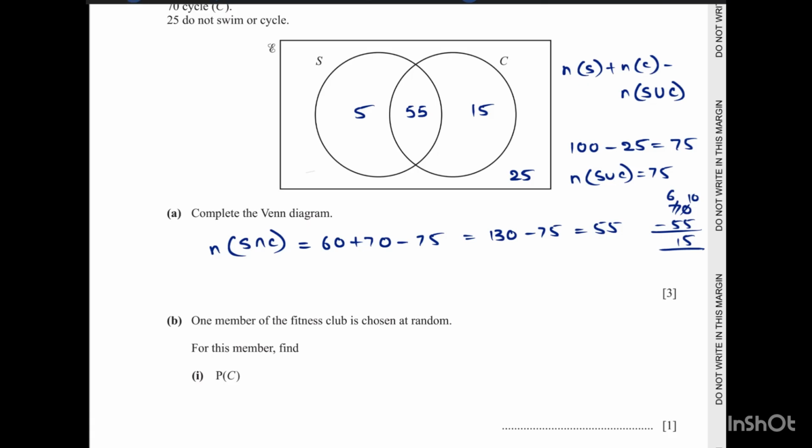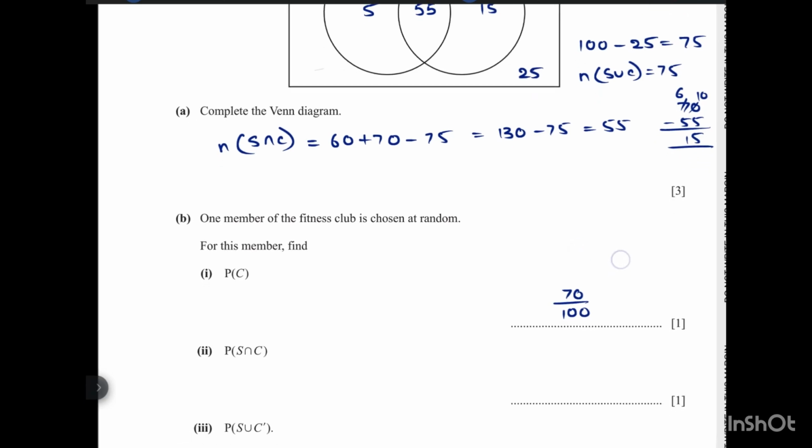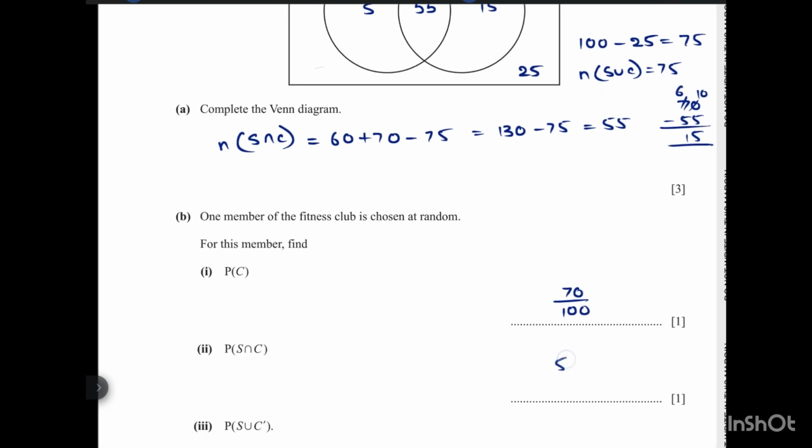One member of the fitness club is chosen at random. For this member, find P(C), probability of C, cycling. The probability of people who are cycling is not only 15, you have to take 70 here, don't get confused. So 70 out of 100 is the probability for this given question. Then S intersection C, we already found out that 55, so 55 out of 100.